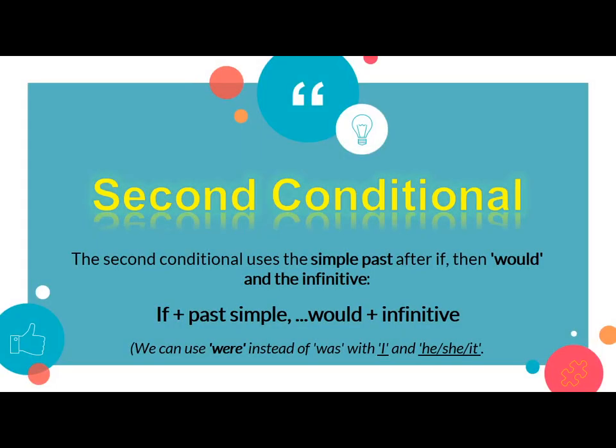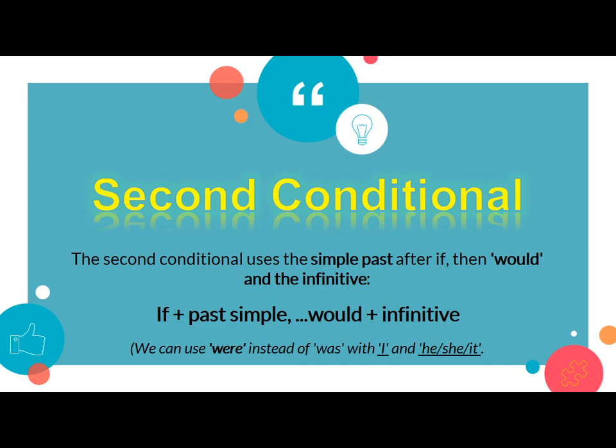Second conditional. Now, second conditional uses simple past after the if, and then would and the infinitive form. The structure is going to be if plus the simple past or past simple, and then we are going to have would plus the infinitive.